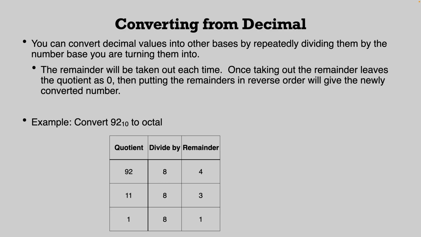And to get our octal number, we're going to start from the bottom remainder and go up. Stringing our remainders bottom up will give us our new number, which in this case is 134, and that's our newly converted octal number.